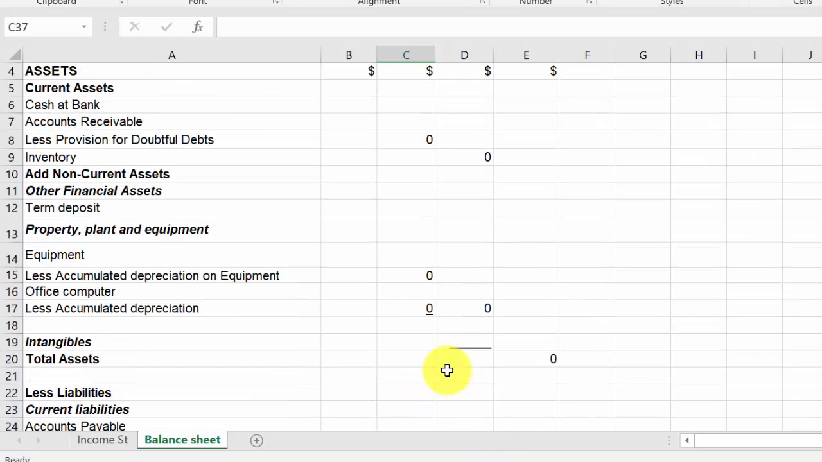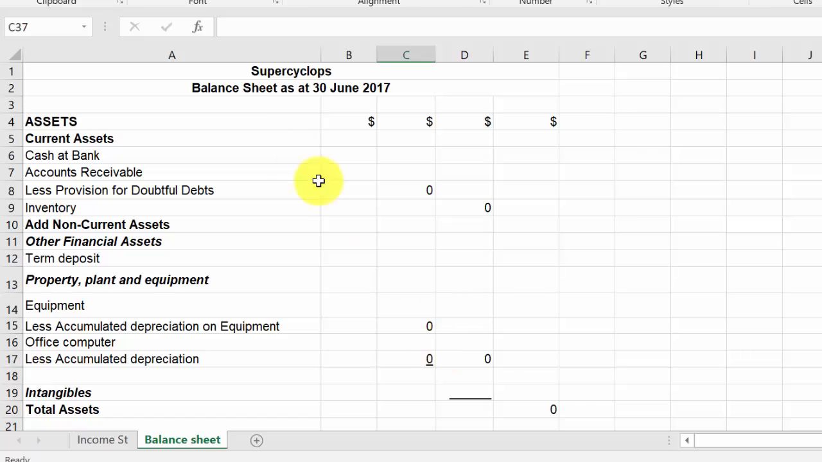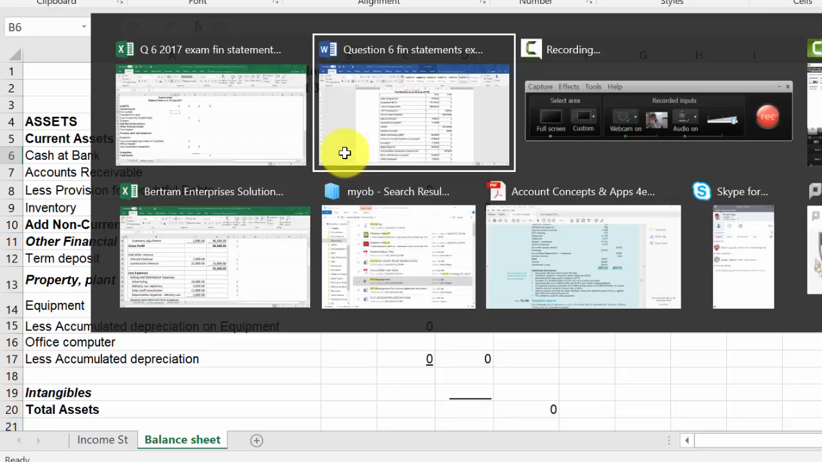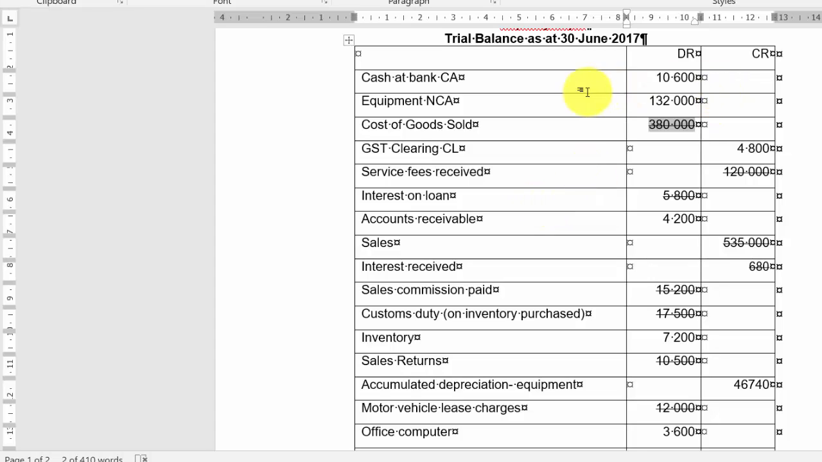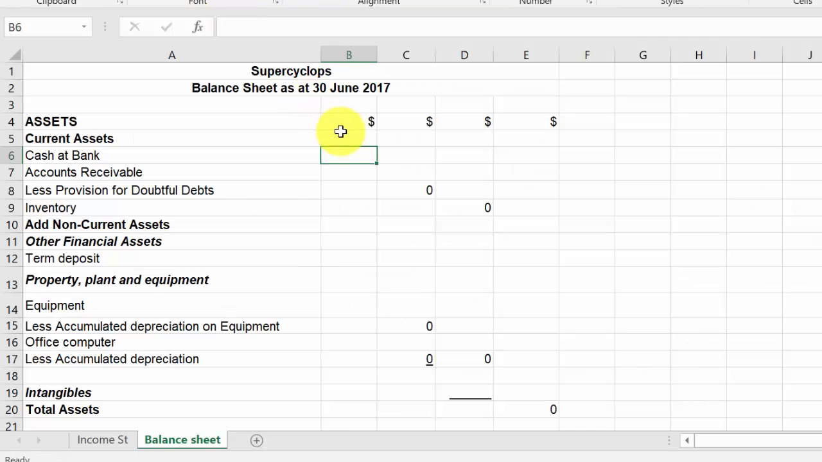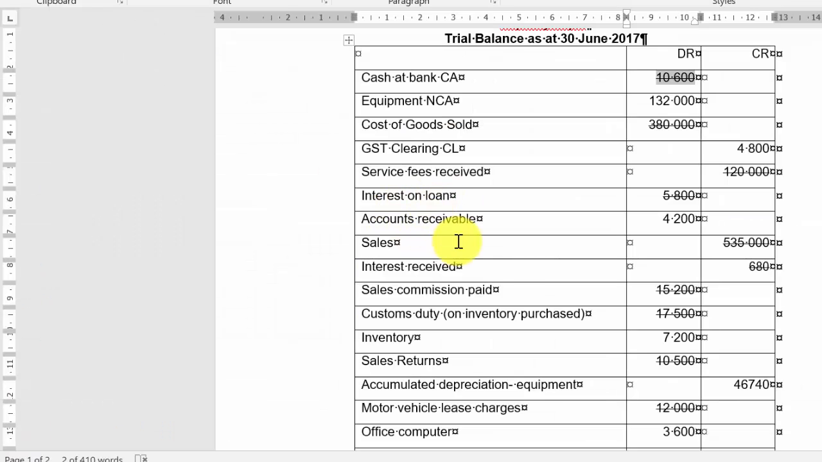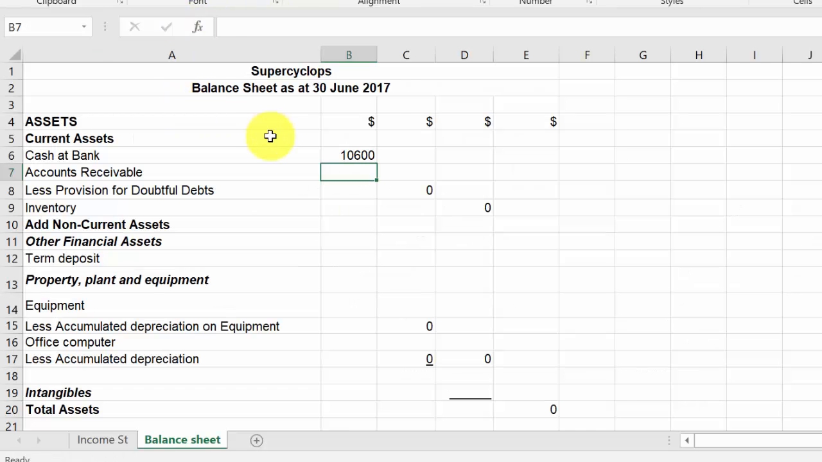Make that nice. Okay, so now I've got to do my balance sheet. Make sure that you put your title on there. That's a common mistake, and it's silly that you should do that. Going back to my trial balance here, $10,600 is the cash, so let me put that in. My accounts receivable is here, $4,200.